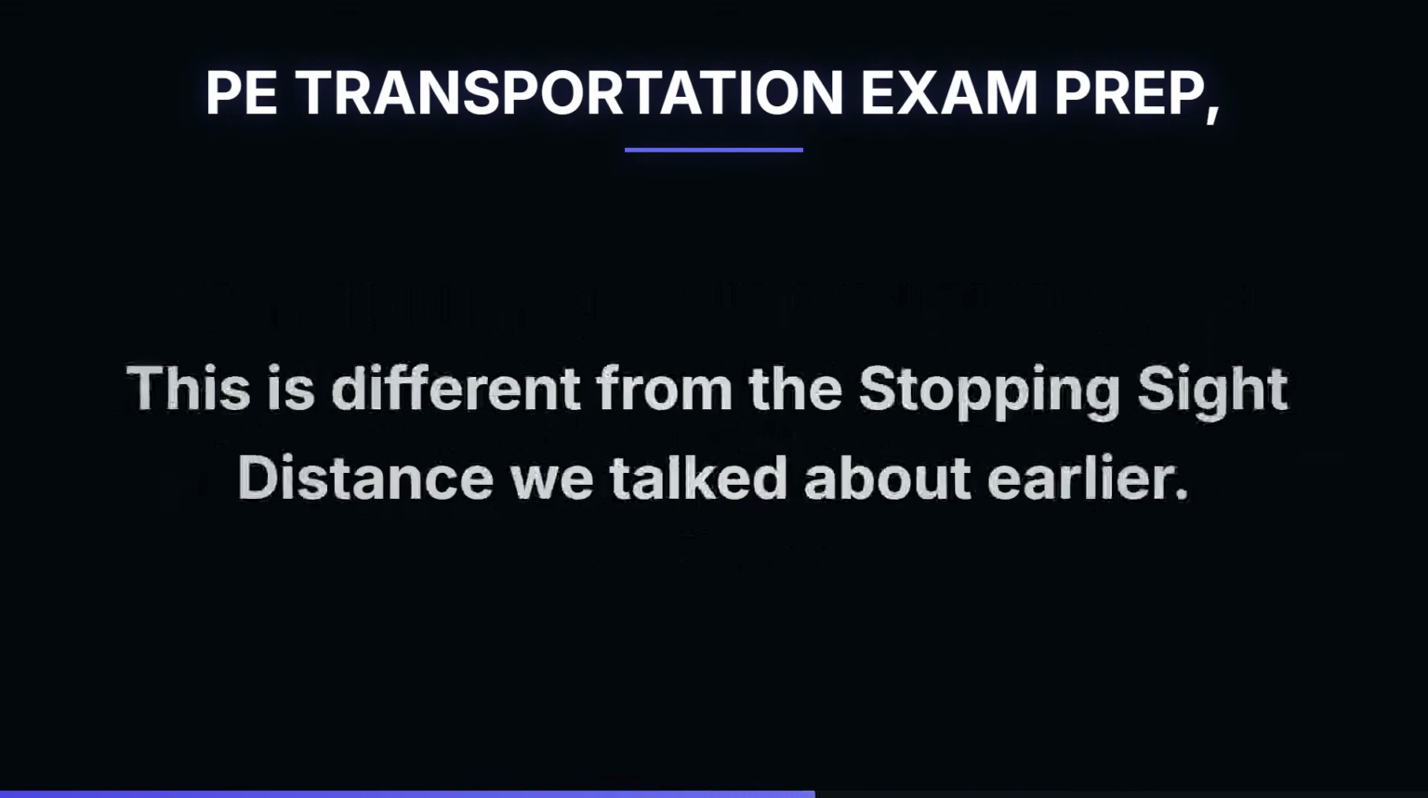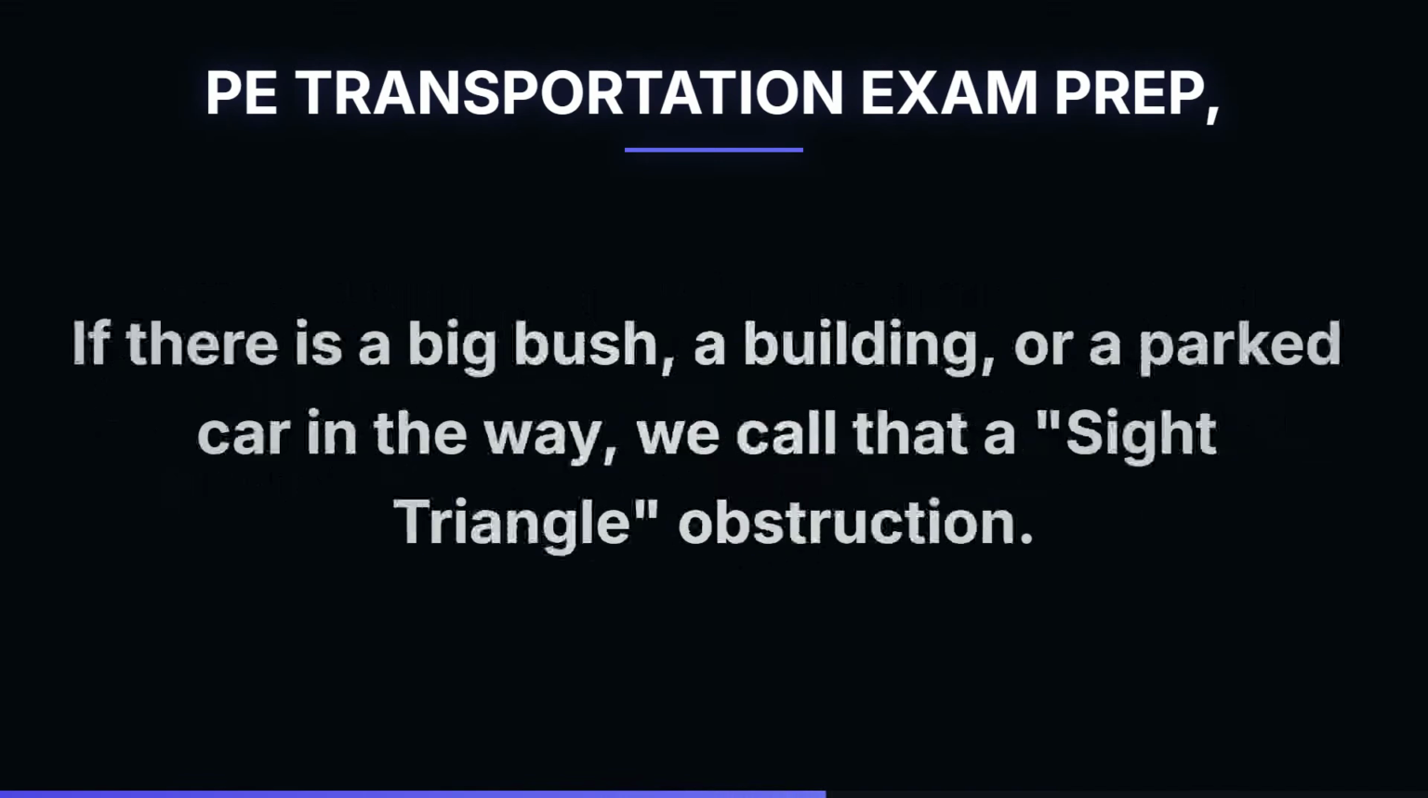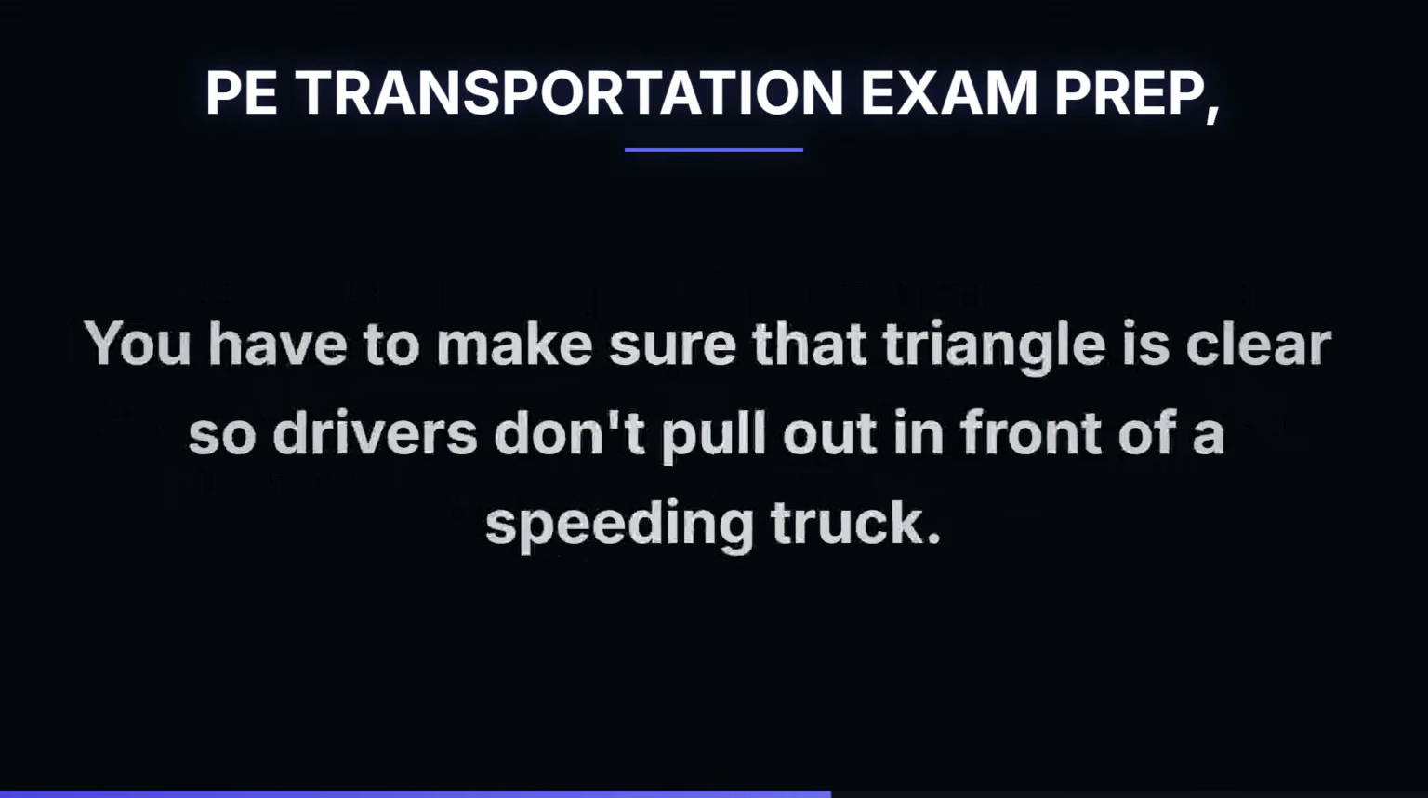This is different from the stopping sight distance we talked about earlier. ISD is the distance a driver on a side street needs to see down the main road to decide if it is safe to pull out. If there is a big bush, a building, or a parked car in the way, we call that a sight triangle obstruction. You have to make sure that triangle is clear so drivers don't pull out in front of a speeding truck.